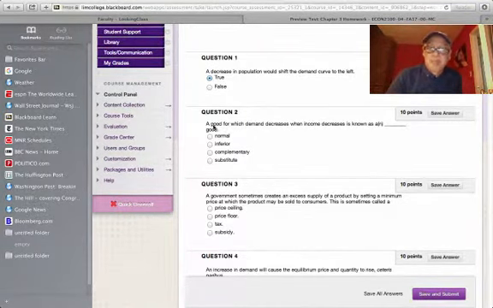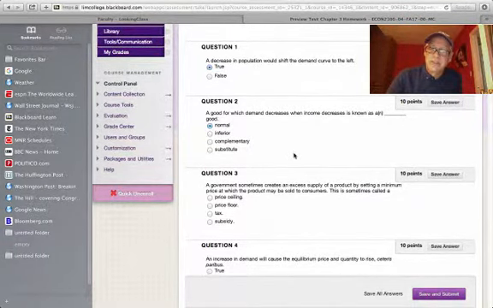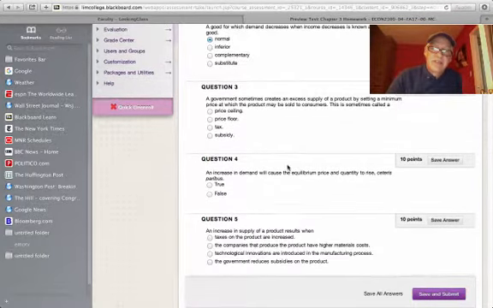Question 2. A good for which demand decreases when income decreases is known as... basically, people don't want it anymore, the price should go down. That would be a normal good. Again, we have all these different types of products, but mostly I'm going to talk about normal goods here during this semester.